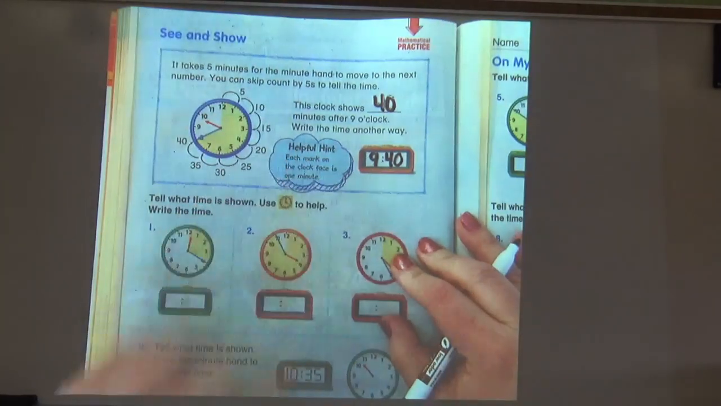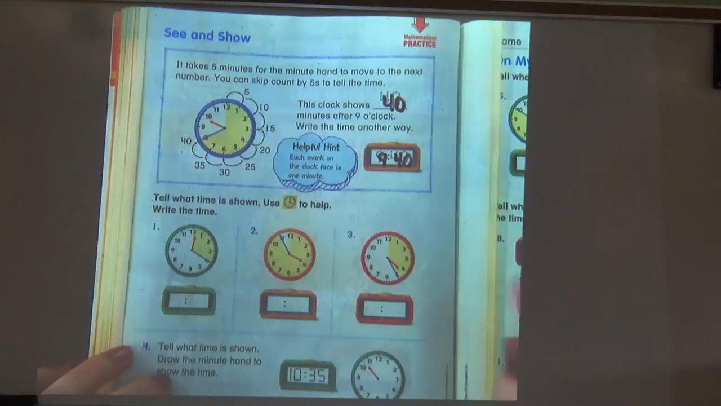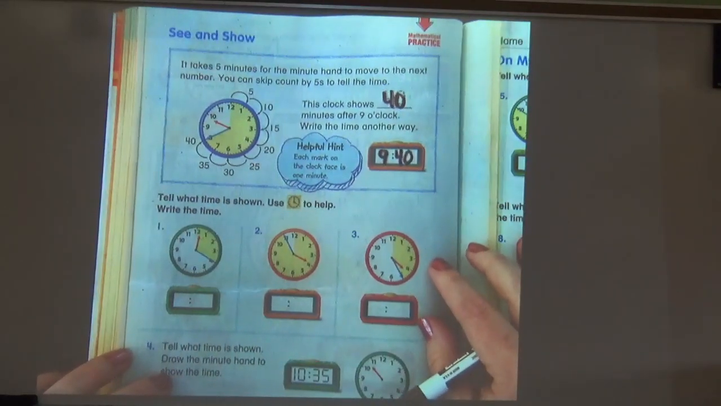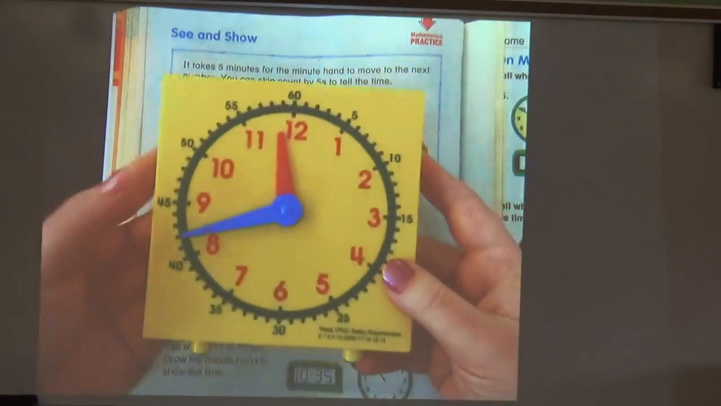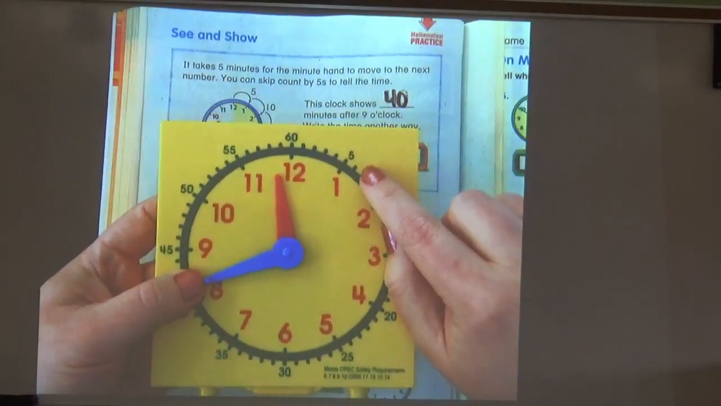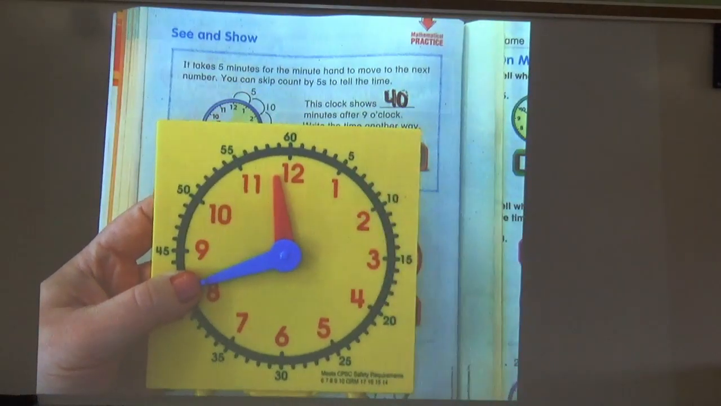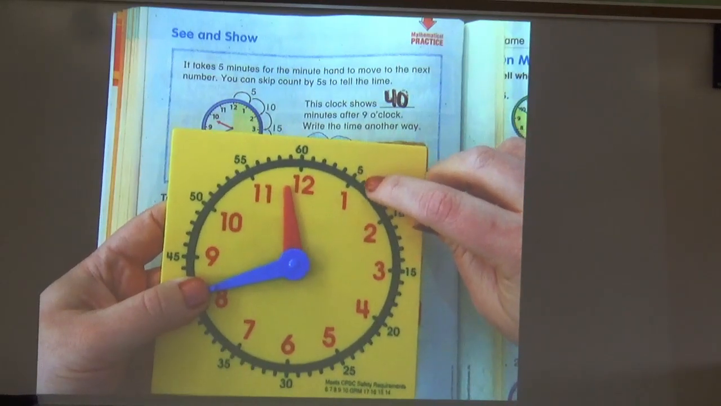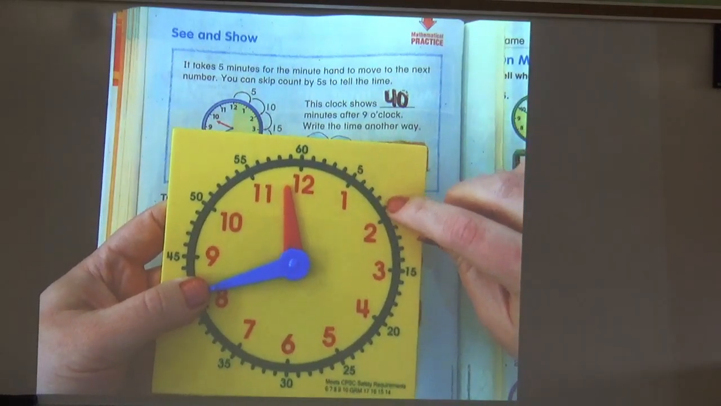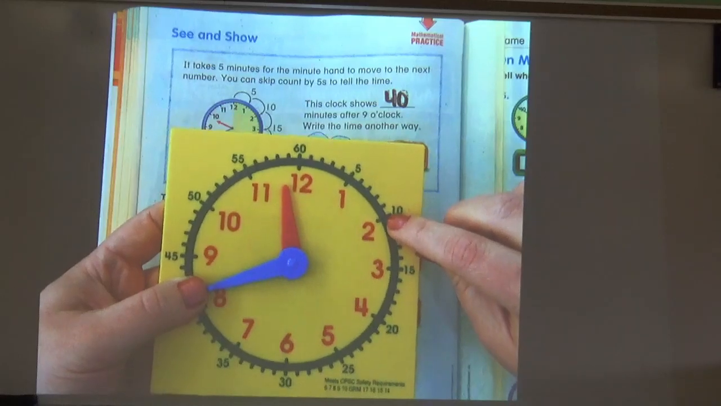Now the helpful hint that our book is giving you is that each little mark on our clock is 1 minute. And let me show you that on our tiny clock. So each of these little lines is 1 minute. So if we start at 5, we can see that if we go 6, 7, 8, 9, 10.